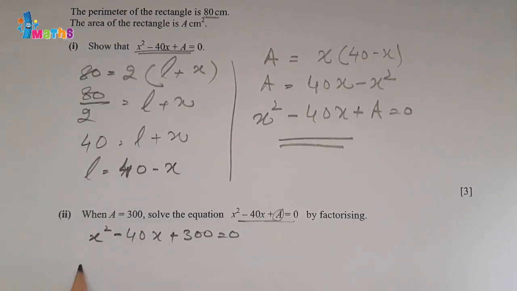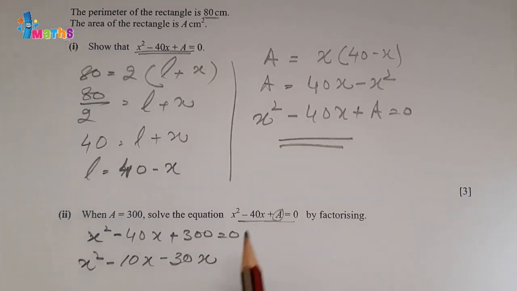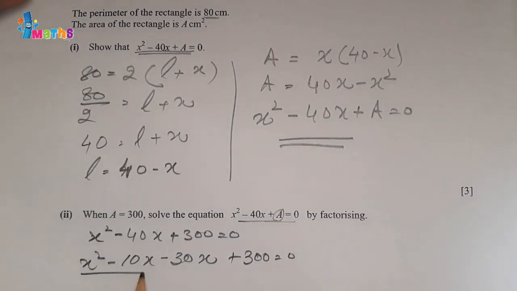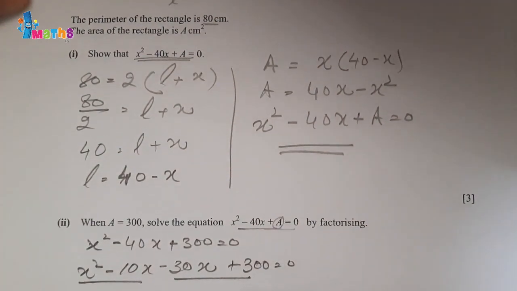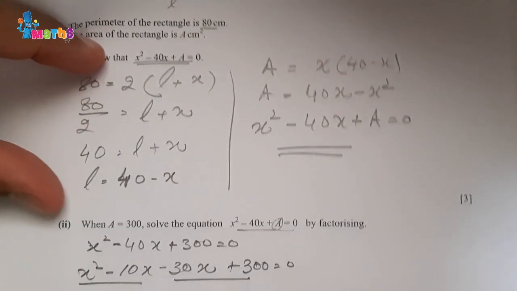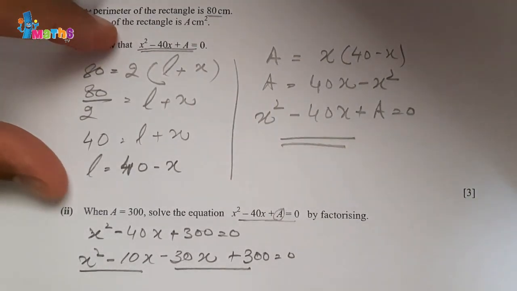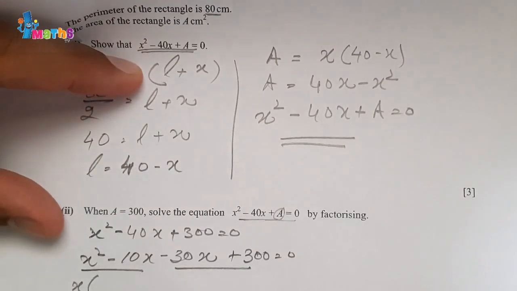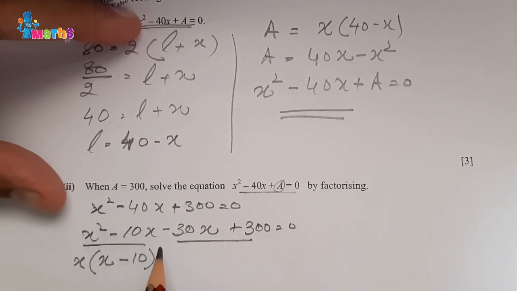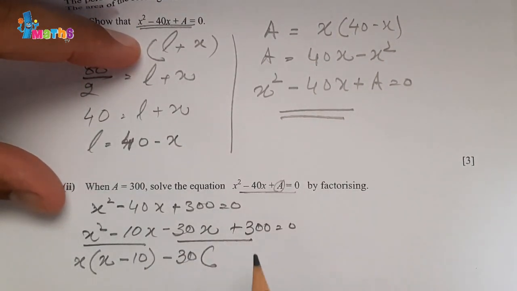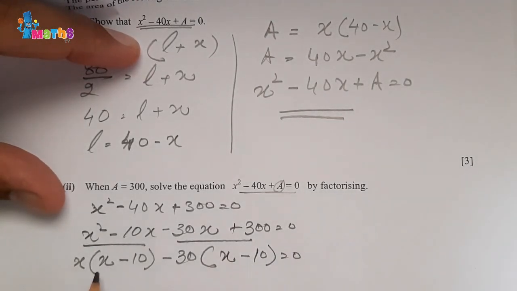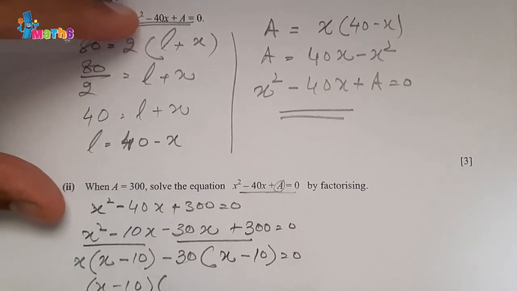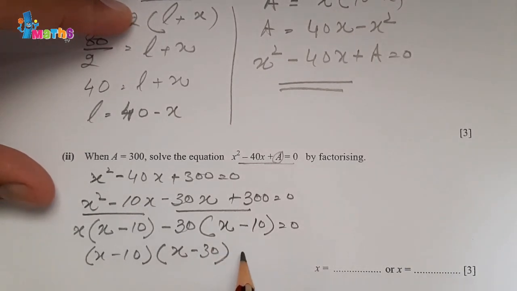So we can take factors of 40 as 30 and 10, so it will be x square minus 10x minus 30x plus 300 is equal to 0. We'll have to factorize, so we will make pairs of these two. After pairing, we can take x as common, so inside will be x minus 10. Similarly we can take minus 30 as common, so inside will be x minus 10, which is equal to 0. Now we can combine these two, x minus 10 and x minus 30, so this will be equal to 0.